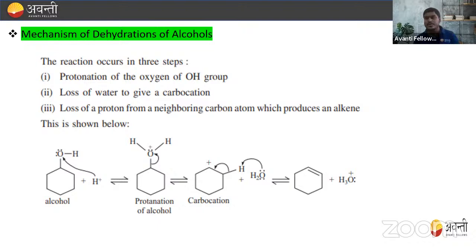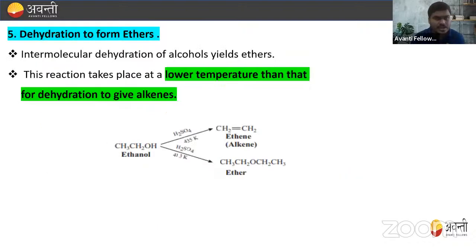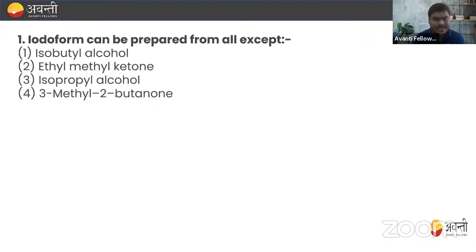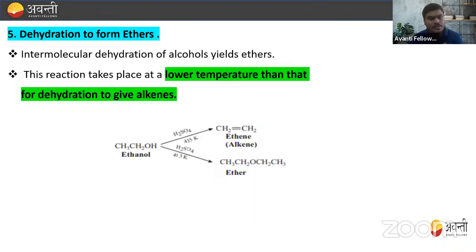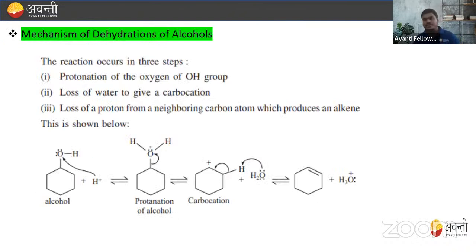In the next class we are going to do some questions, right? We are going to do questions like the haloform test, Victor Meyer test, and most suitable reason. All this we are going to do in tomorrow's class. In tomorrow's class we are going to do questions related to alcohol, its methods of preparation, and its physical and chemical properties only.